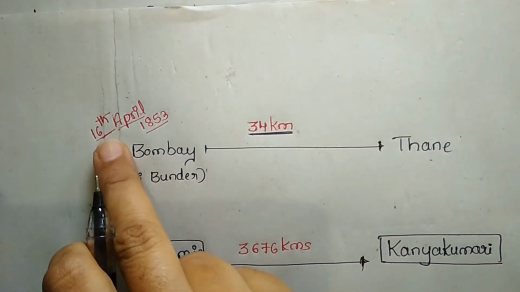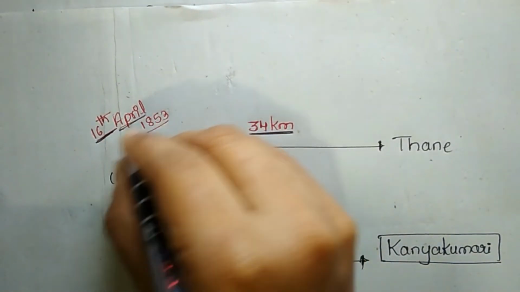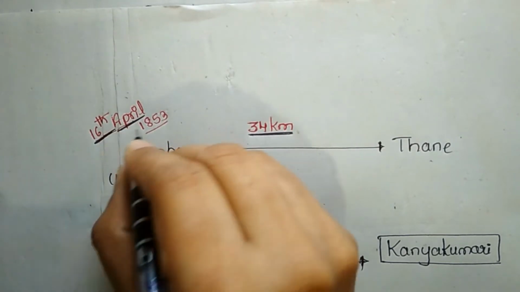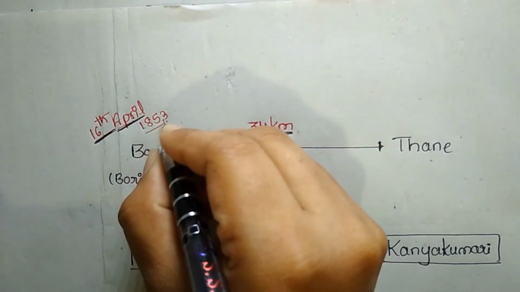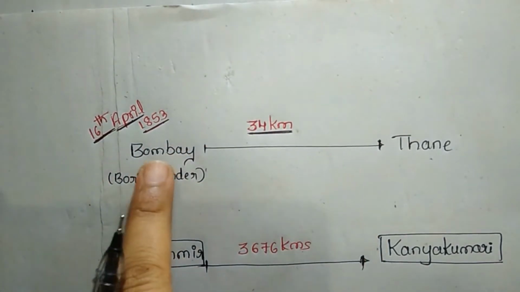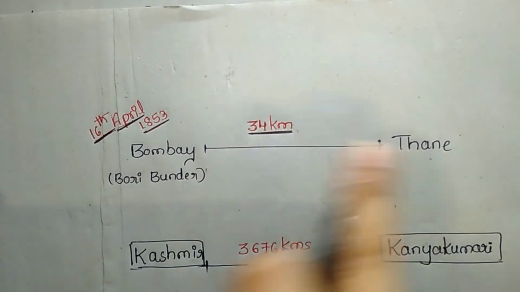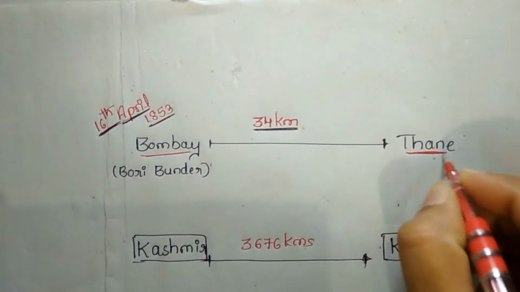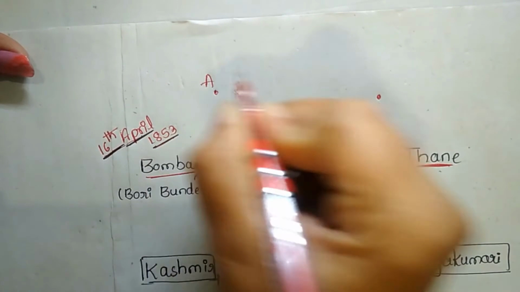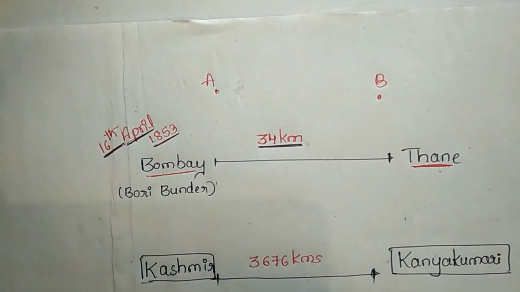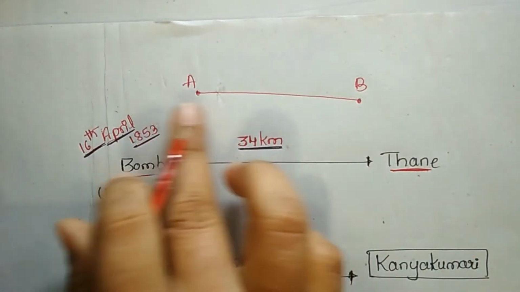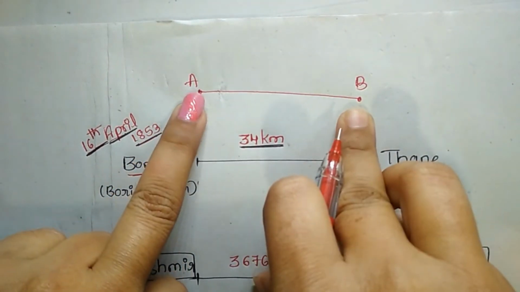And as extra knowledge, I have written here that it was started on April 16, 1853. That first train left from Bombay to Thane. Why have I mentioned Bombay to Thane? As in our example you saw in the line segment, A and B were the 2 points, and if I take the distance from A to B, then it is called a line segment.